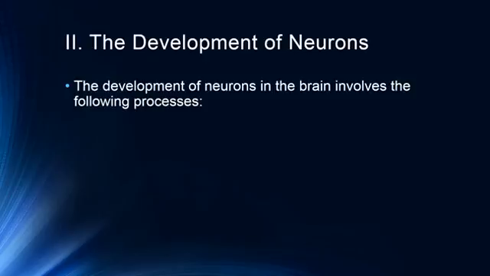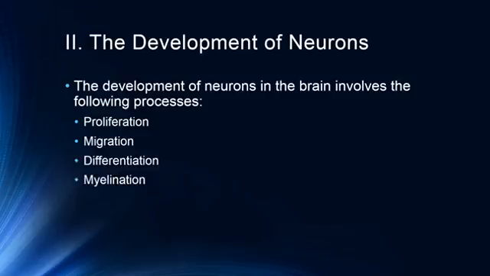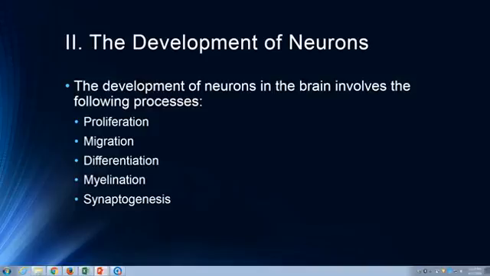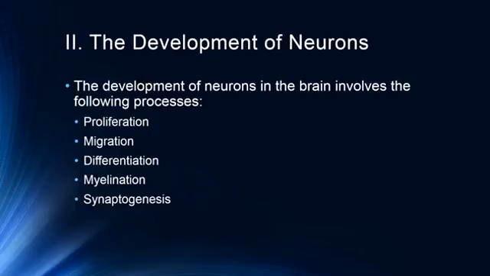Development of neurons in the brain involves several processes, including proliferation, migration, differentiation, myelination, and synaptogenesis. So I'll talk about these one at a time. Proliferation is essentially the creation of neurons. Migration is getting them to where they belong. Differentiation is when they differentiate into different types of neurons. They become coated with a myelin sheath through the Schwann cells in the peripheral nervous system and the oligodendrocytes in the central nervous system. And then finally, the development of synaptic connections through synaptogenesis occurs.